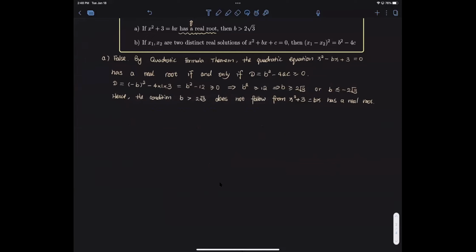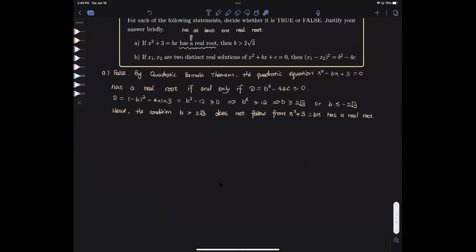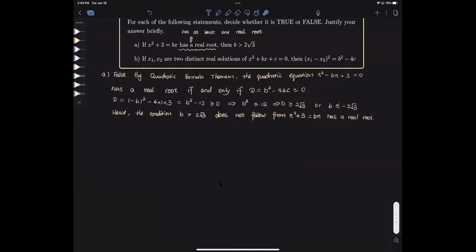Next, part B. Let's read it together since we're running out of time. If x1, x2 are two distinct real solutions of this, then x1 minus x2 squared equals b squared minus 4c. True or false? Doesn't matter if you think it's true or false. You think it's true? Why is it true?